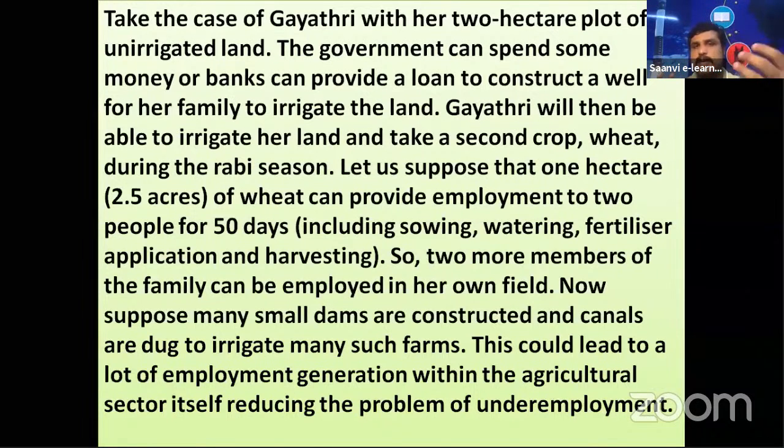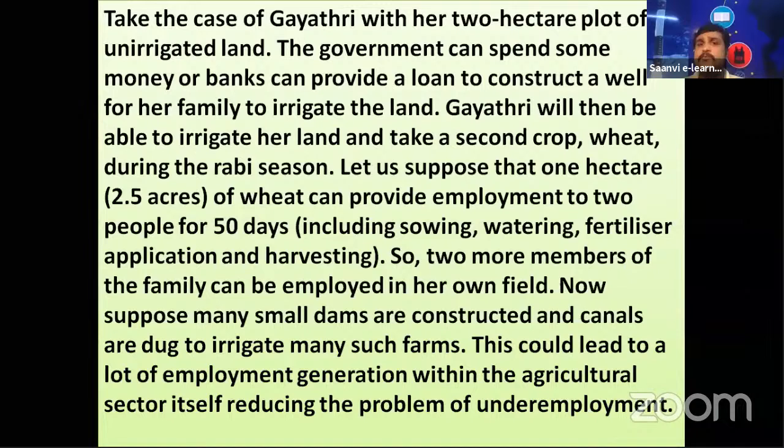Even if you see lack of proper irrigation facilities, they are collecting money from money lenders. That example also we can take. Because when they collect money from money lenders, they may have to pay back high interest. Government is reluctant to give money to this farmer. See, government can spend some money, or banks can provide loan to construct a well for her family to irrigate the land. Gayatri will then be able to irrigate her land and take a second crop, wheat, during the Rabi season. In Gayatri's case, even the second season, they are unable to cultivate, for lack of water.